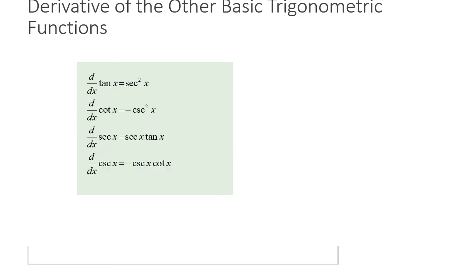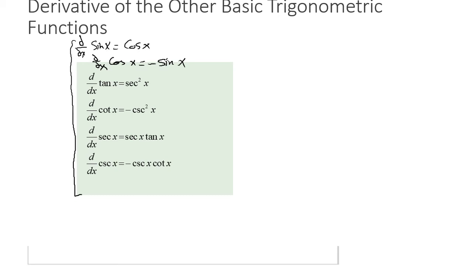Derivative of the other basic trigonometric functions. The derivative of tan is sec square. Derivative of cotan is negative cosec square. Derivative of sec is sec times tan. Derivative of cosec is negative cosec times cotan. And d by dx for sine x is going to be cosine x, and d by dx for cosine x is negative sine x. So these are the 6 derivatives of the trigonometric functions. Derivative of sine is cosine, derivative of cosine is negative sine.